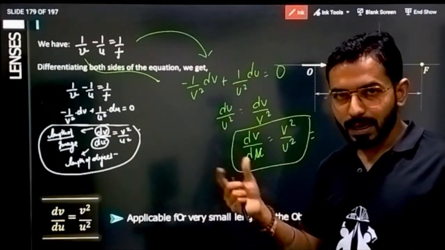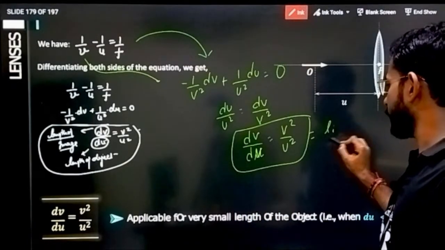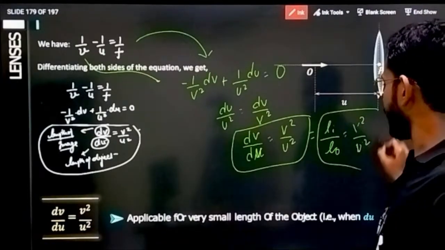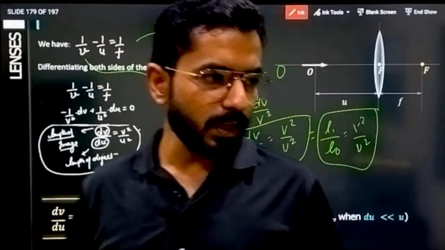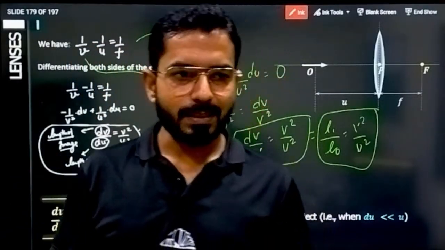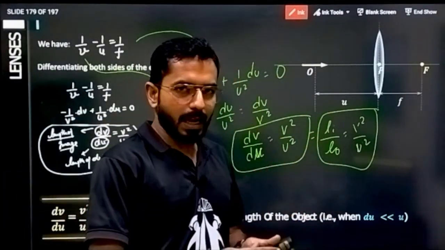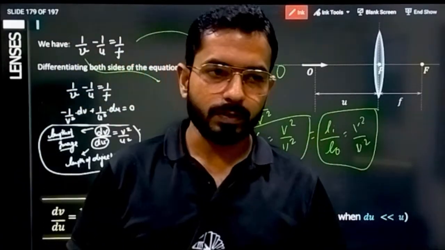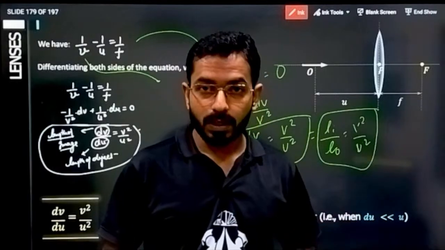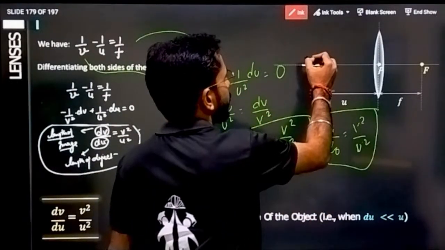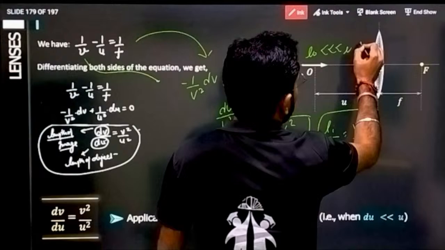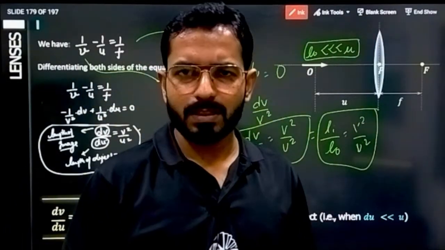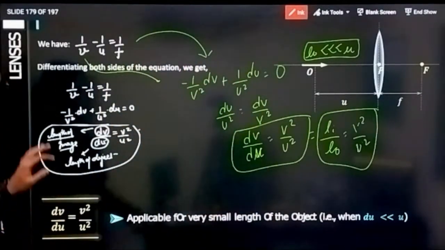What is this dv? Change in length of image. That means I can say length of image divided by length of object is equal to v square divided by u square. If I ask you the relation between velocity of image and velocity of object, you will say, sir, it will be exactly the same kind of thing. Here I am writing length of image divided by length of object. There you will say velocity of image divided by velocity of object is equal to v square by u square. The condition is that this length of object should be very, very small, negligible as compared to the distance of object. In the spherical cases and other places, we have already seen this approximation. Correct?